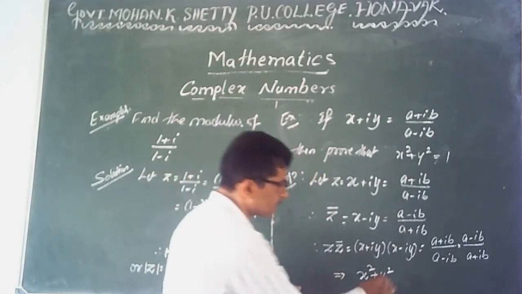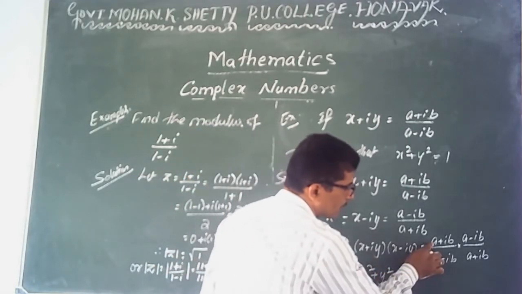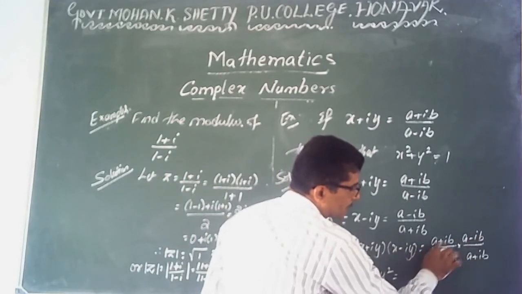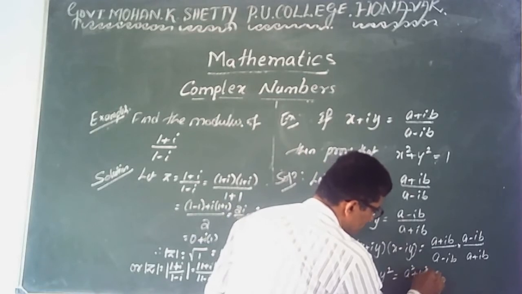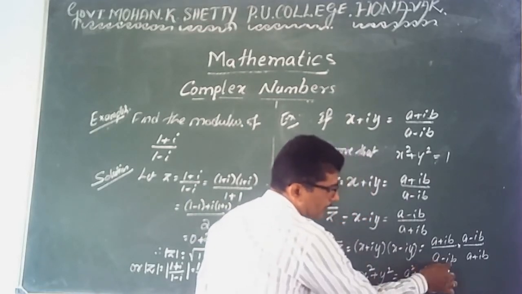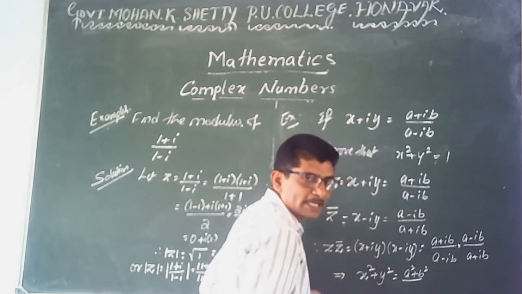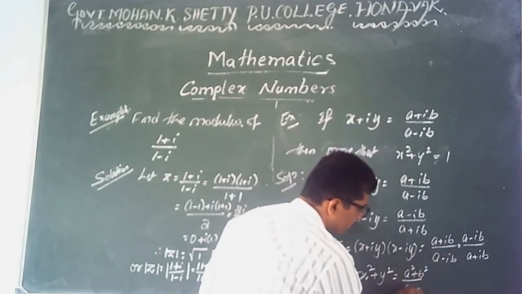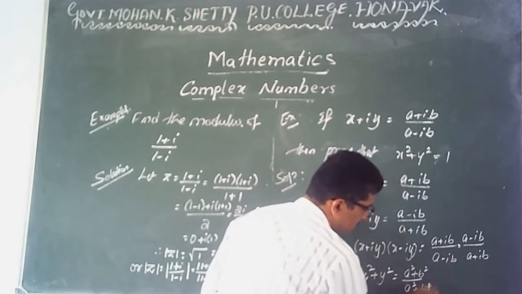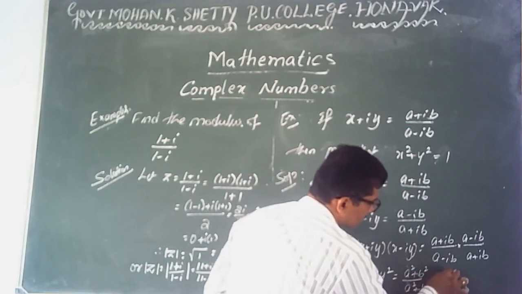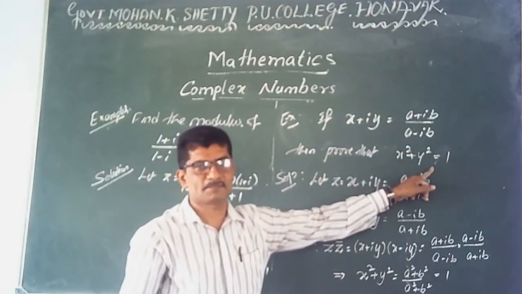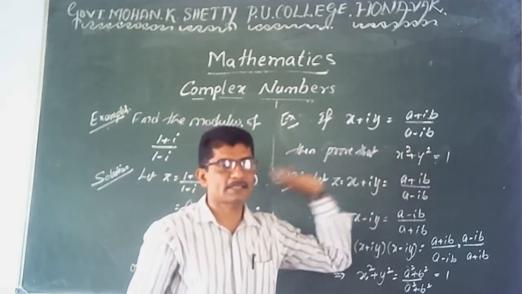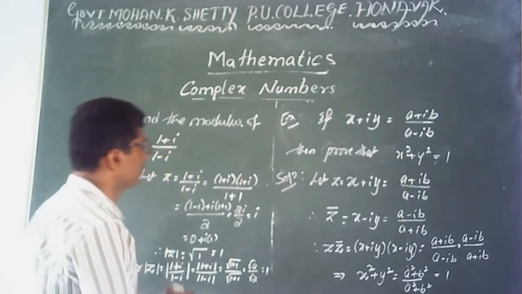Clear? Here also, a plus ib into a minus ib, the product of a conjugate pair, its value is a square plus b square. In the denominator, a minus ib into a plus ib, the product of a conjugate pair, its value is a square plus b square. These two cancel, its value is 1. Therefore, left hand side is equal to right hand side. x square plus y square is equal to 1. This is one method.